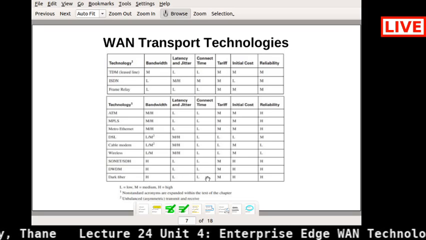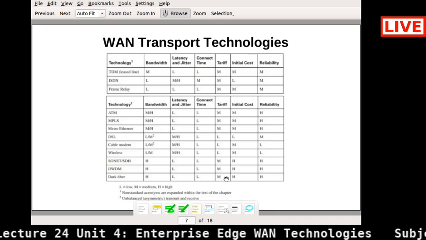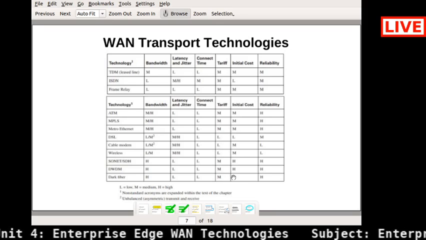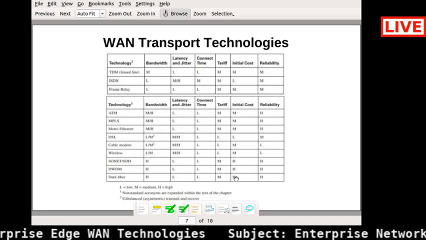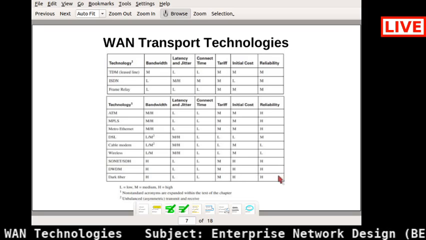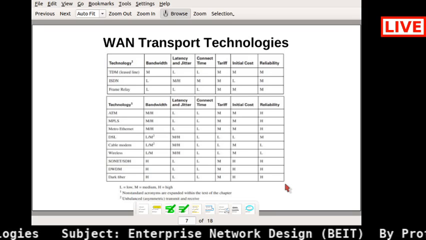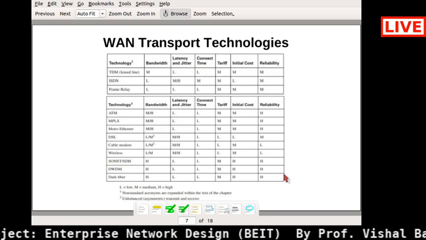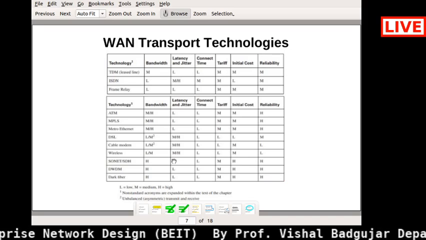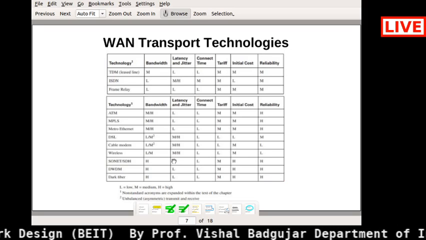The connect time is low, that we also want. But the tariff is medium, and the initial cost of this particular dark fiber is very high, but it also gives you reliability, which is very high. So obviously all these parameters will need to be discussed within the organization.